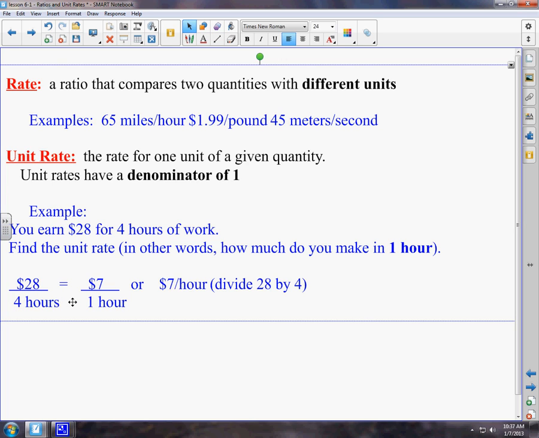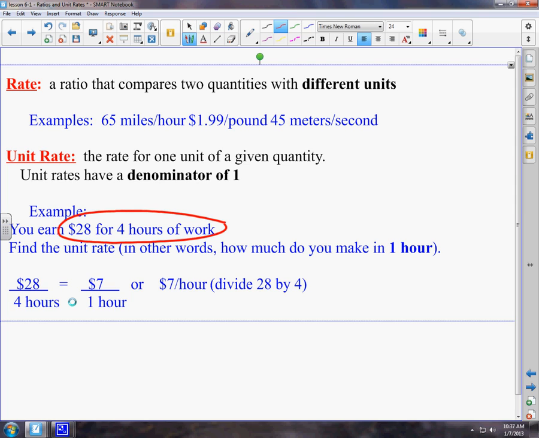You earn $28 for 4 hours of work. So this right here is a rate, okay? It compares two quantities with different units, dollars and hours. We just talked about ratios, and a ratio has to have the same quantity or the same unit, and a rate has different units.